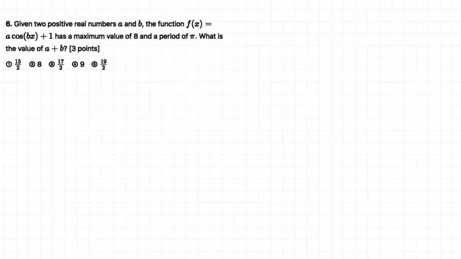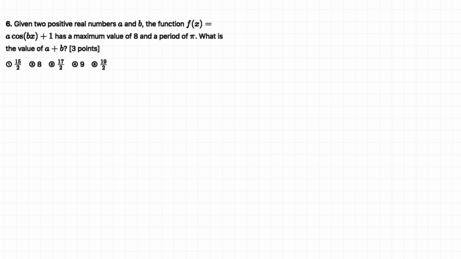Number 6, given two positive real numbers a and b, the function f of x equals a times cosine of bx plus 1 has a maximum value of 8 and a period of pi. What is the value of a plus b?